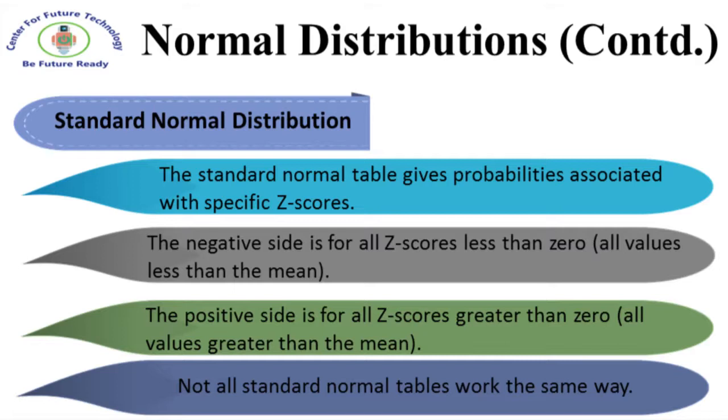The standard normal table gives probabilities associated with specific z-scores. The negative side is for all z-scores less than 0. The positive side is for all z-scores greater than 0. Not all standard normal tables work the same way.